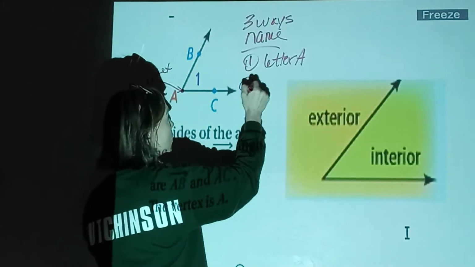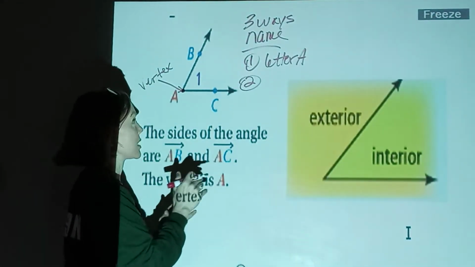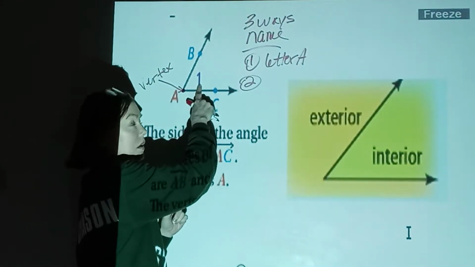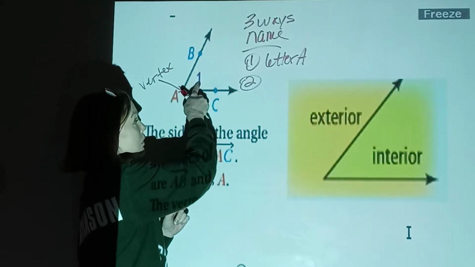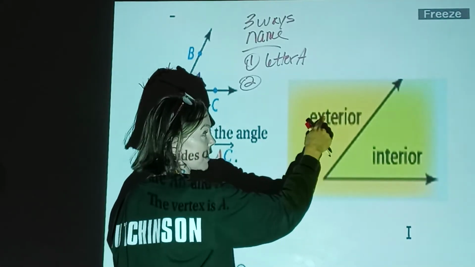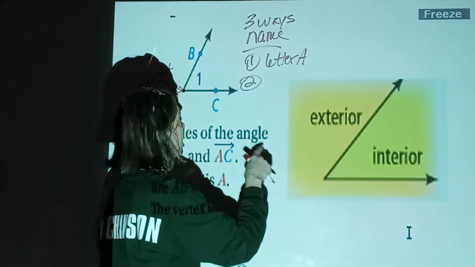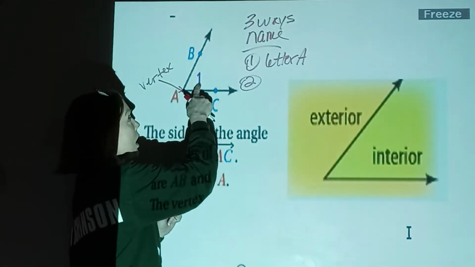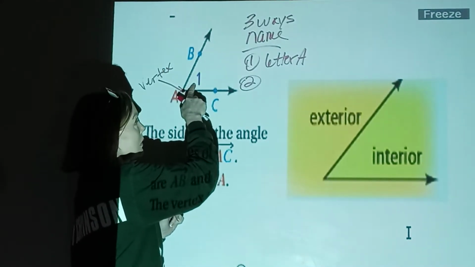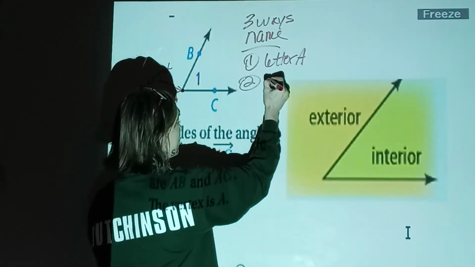Okay. The second way you can name an angle is by using the number that's on the interior, which is why we have interior and exterior shown to you here. Okay. You can use the number on the inside of the angle to name it, so you can use the number.